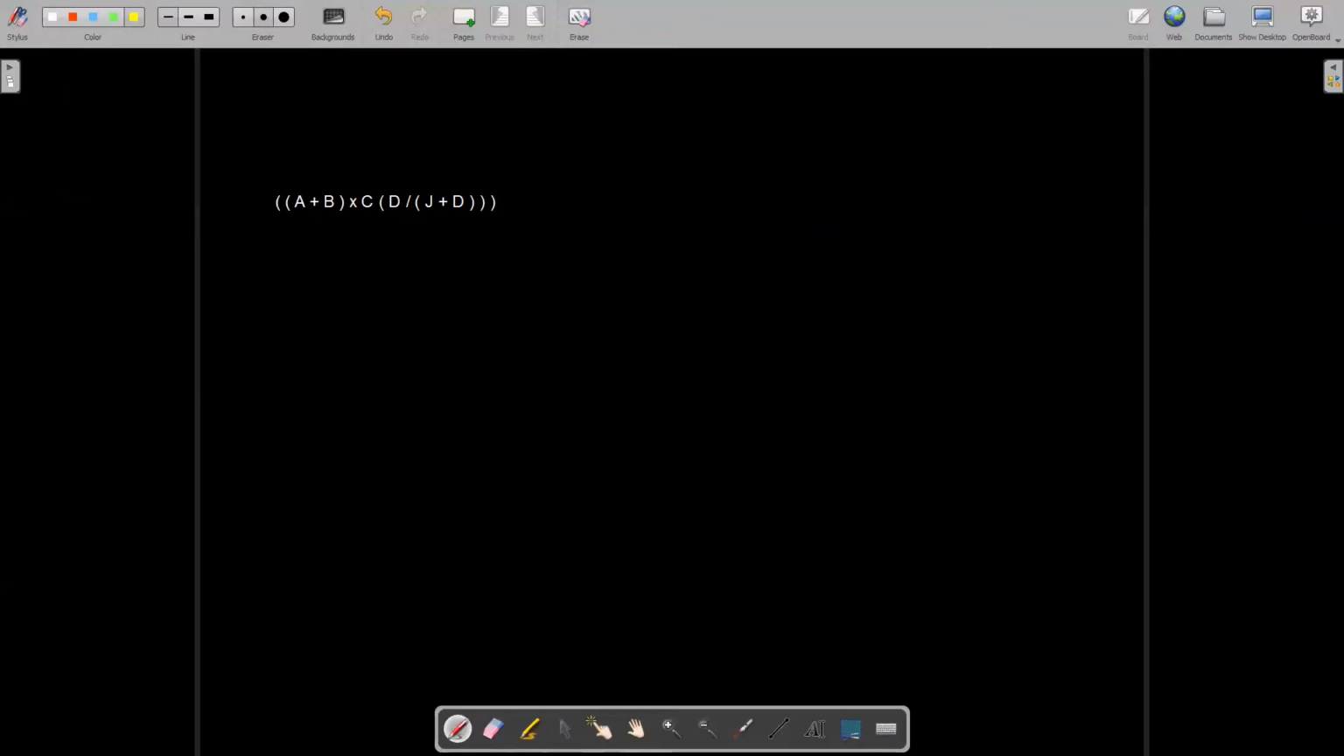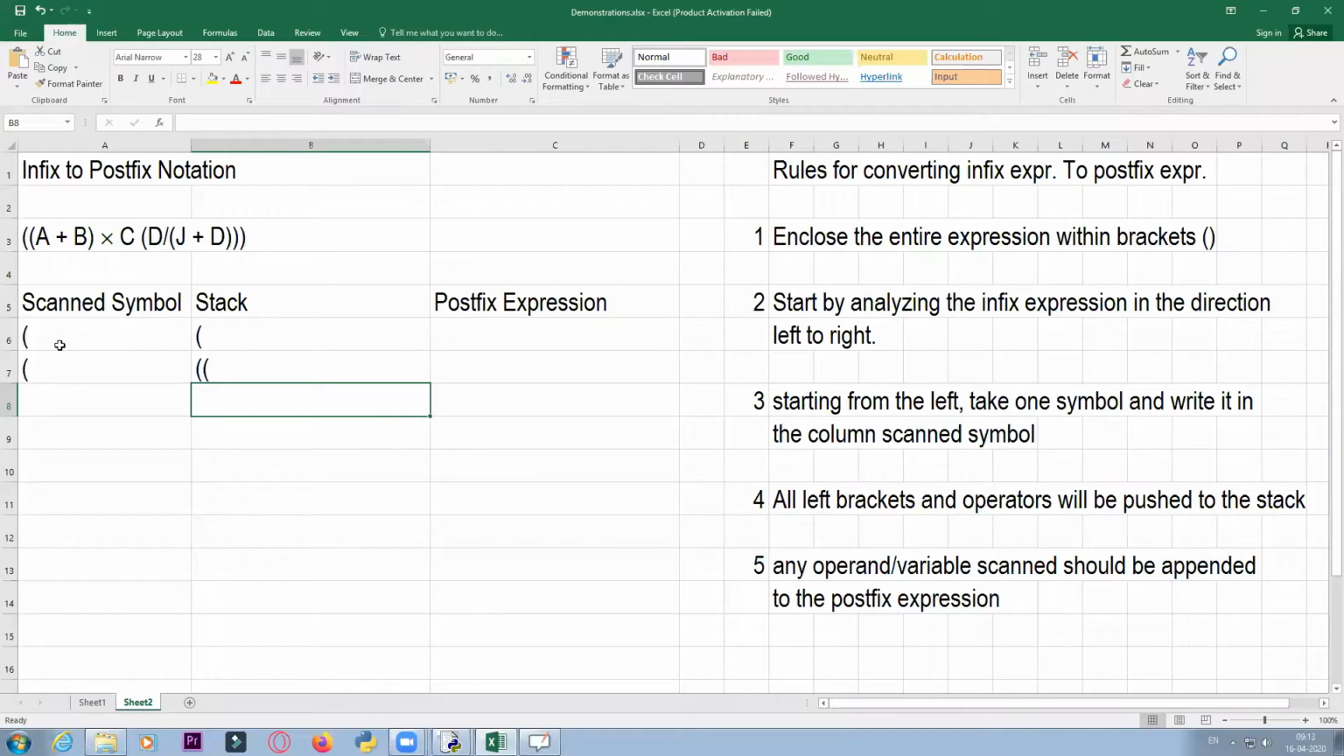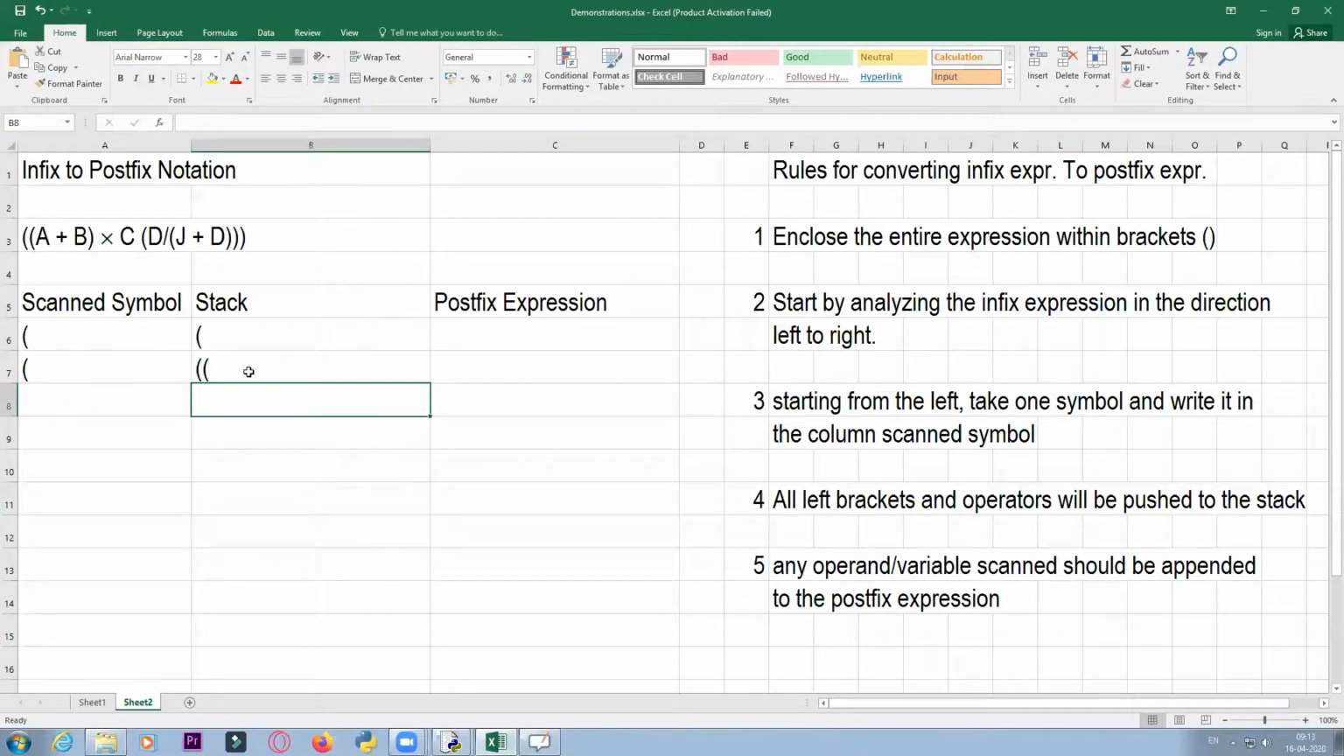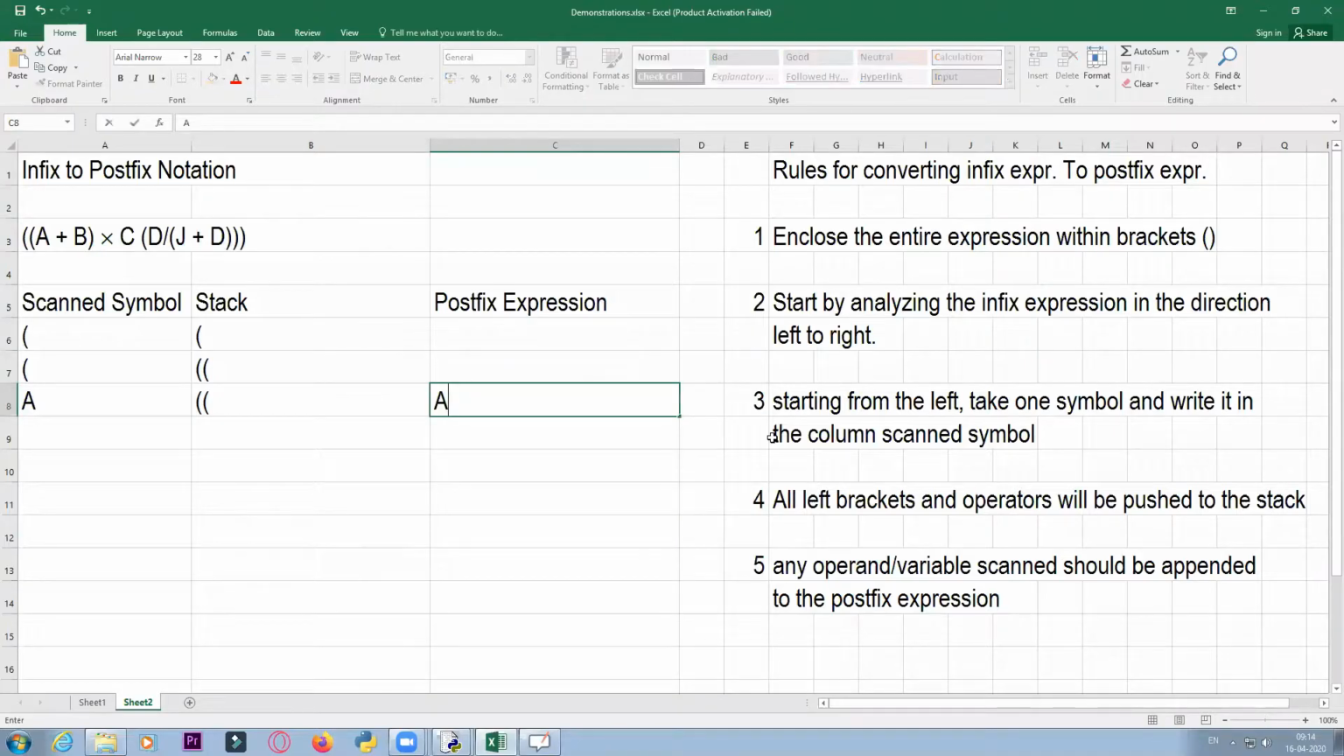So over here, this left bracket is pushed to the stack, and then the second left bracket is also pushed to the stack. So both the left brackets are pushed to the stack. After this, we have an operand or a variable. Okay, so where should this operand or variable be pushed? First of all, we will write whatever is there in the stack. Now we would append this operand to the postfix expression like this.